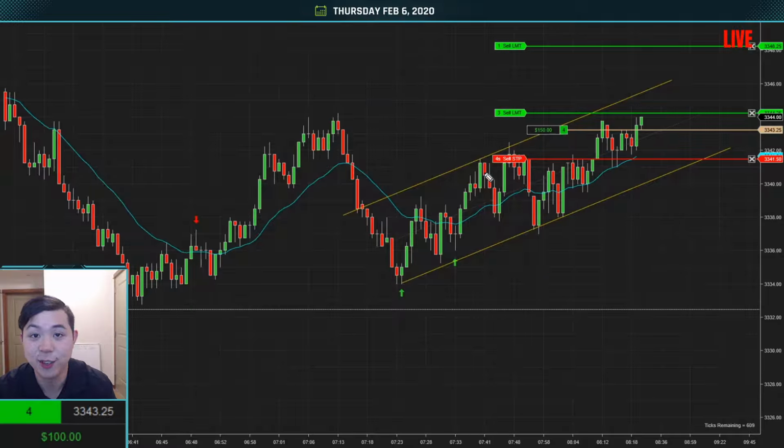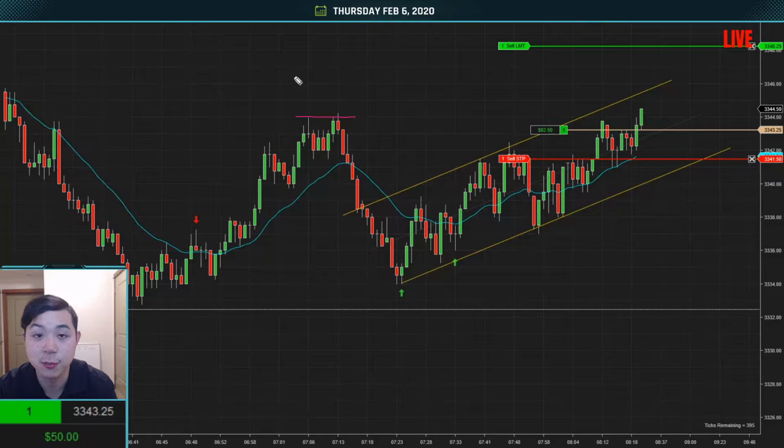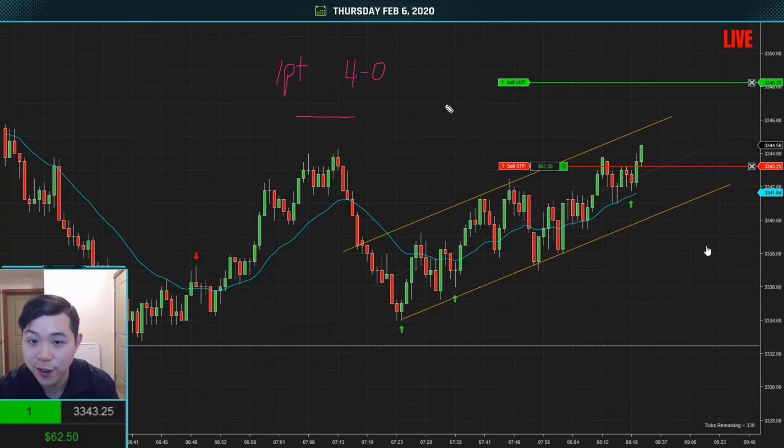Prices have been grinding here for quite a while now, and that's probably just because there is some resistance here. So there are some traders in denial trying to sell this, but no, we do push through and we get that 1-point scalp. So now we are 4-0 for the day, and 4 trades a day is one of my target goals for my morning session. So I'm very happy with this.